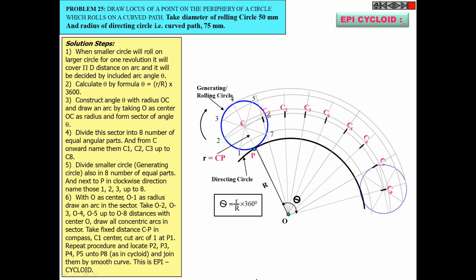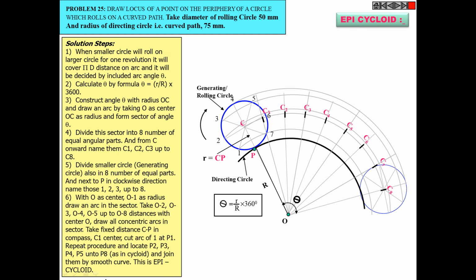Next step is very much important. Listen to it very carefully. Otherwise, you won't get an epicycloid. The step is take your compass. The length of the compass is always fixed throughout the process, and that length is equal to the radius of the rolling circle, that is CP. Okay, already you got the first locus point.